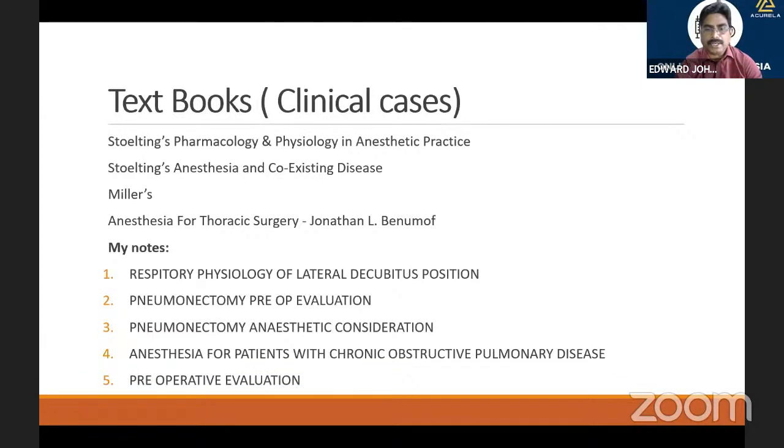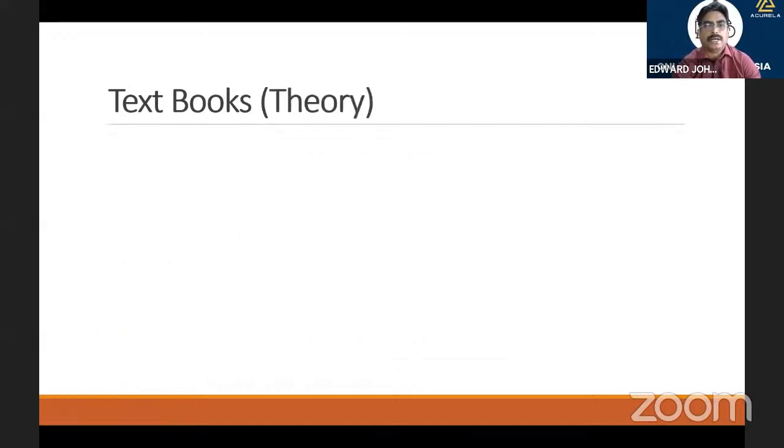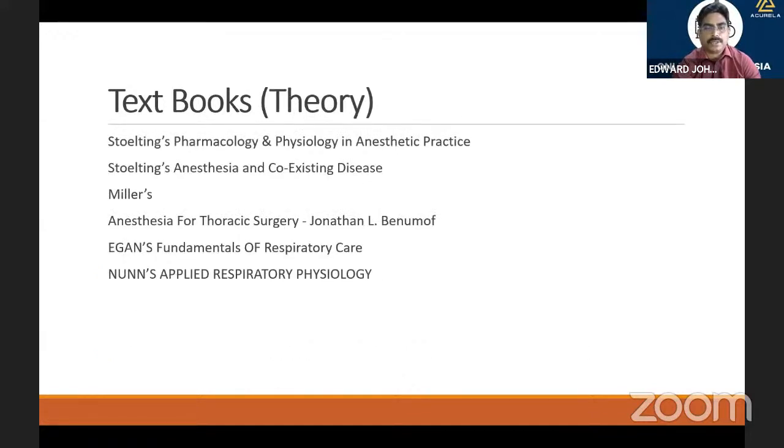If you are in the final year, then you can go for the notes. These are my notes available on this subject. I have written 5 notes, almost covering all the possible questions in the examinations. Coming to the theory, it is not possible to read all these books in the final year. You have to start reading from the first year itself.